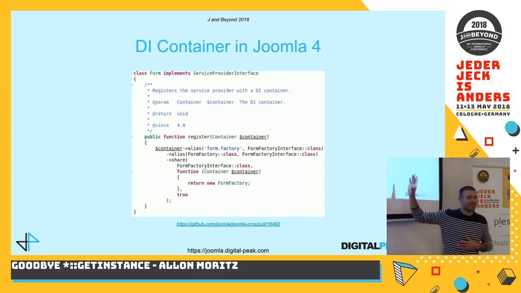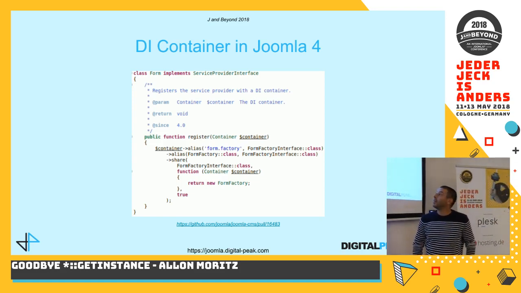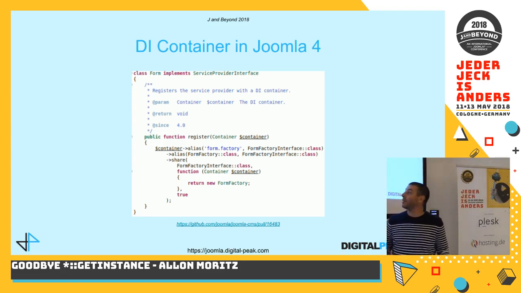That concept clear? It's a little bit of a new way. If you want, you can have a look at pull request 16483, where I made a pull request to move from JForm getInstance to a form factory. This form factory has just a simple function, createForm, which is then creating a JForm instance.